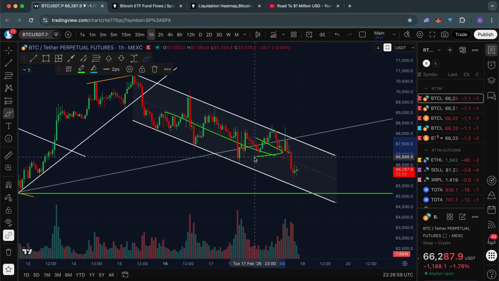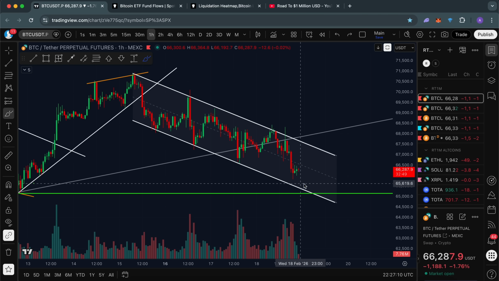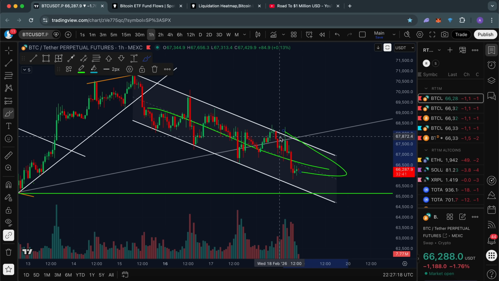First of all, currently we are trading inside this descending channel pattern, which currently has resistance to the upside at 67.6k, trending down over time. And we have support to the downside at 65.4k, also trending down over time. So currently the 1 hour time frame, the immediate short term, is simply in a downtrend.